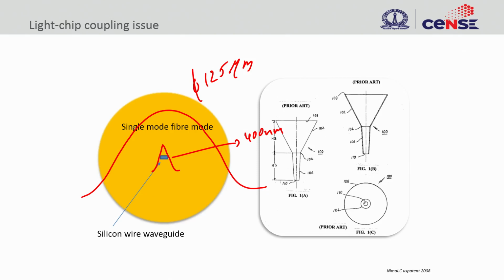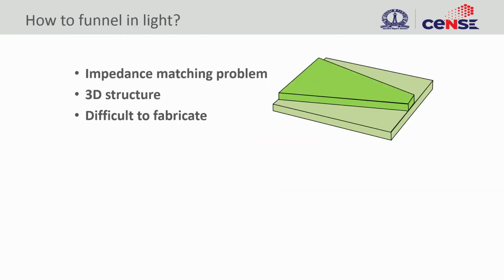One way of addressing this problem is by using a funnel-like technique. The whole idea of using a funnel is to take a large aperture and put the light into a small aperture. We can do funneling of light by using different strategies. One such way is to use a tapered waveguide.